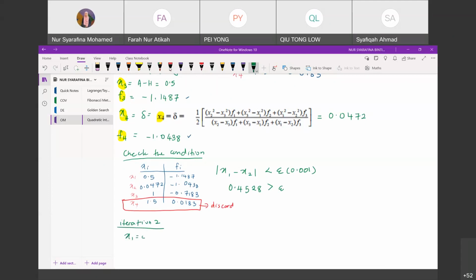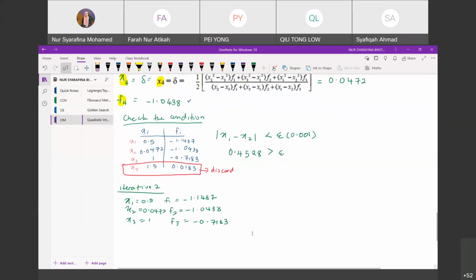x1 equals to 0.5, f1 equals to negative 1.1487, x2 is 0.0472, f2 equals to minus 1.0438, x3 equals to 1, f3 equals to minus 0.7183. So in iteration 2, you have your points of x1, x2, and x3, f1, f2, f3, and you just need to find your x4 by again calculating the value of delta and repeat the process until you reach the solution point where x1 minus x2 is less than epsilon. Understand or not?